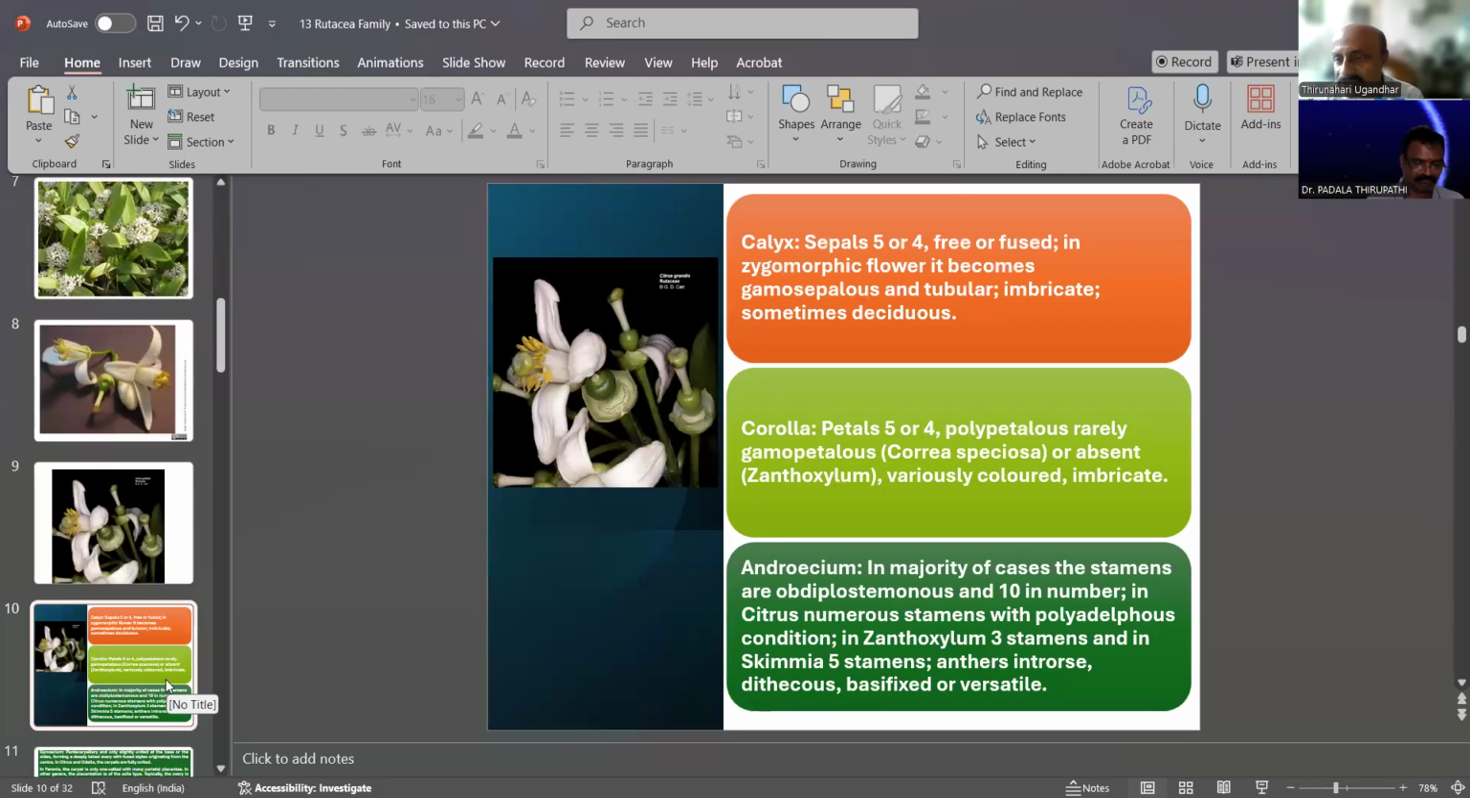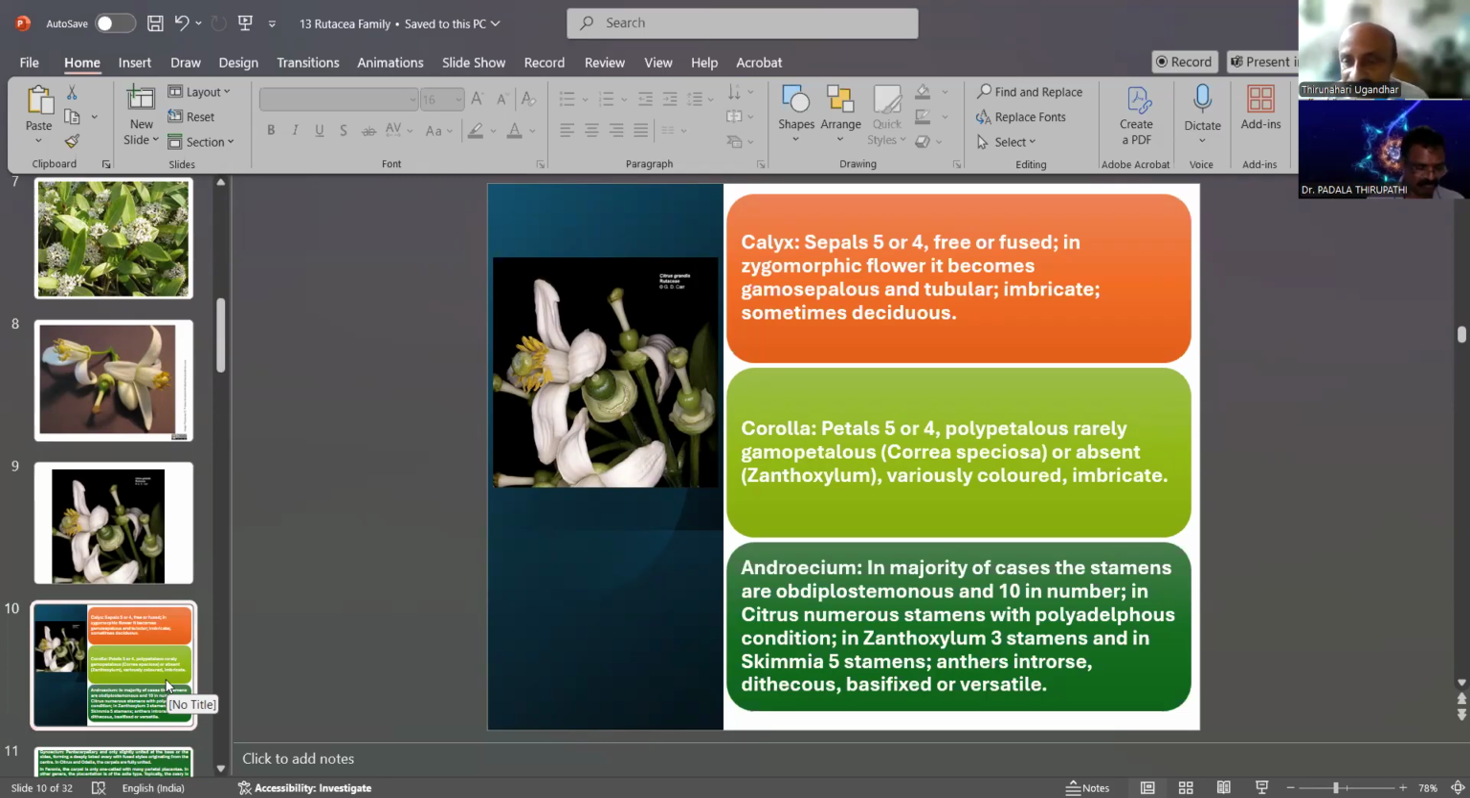It is non-essential, but it can participate in the flower's protection and also in the pollination process. The sepals are 5 or 4, free or fused, and in a zygomorphic flower it becomes gamosepalous and tubular. Also, the estivation is imbricate, and sometimes the sepals are deciduous. It is one character.